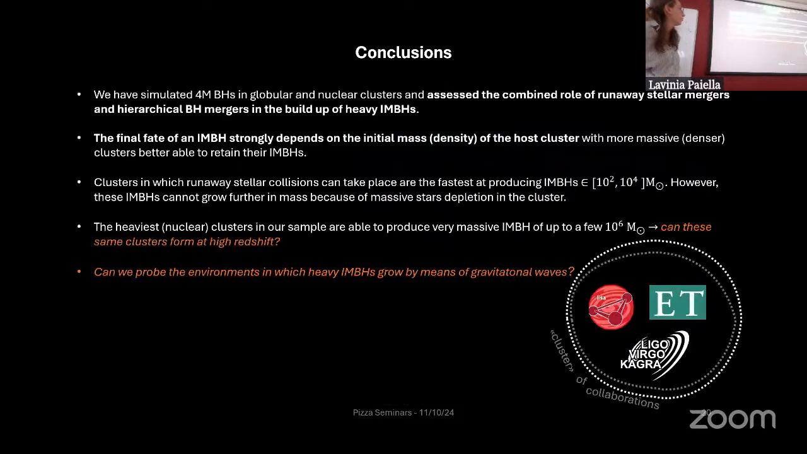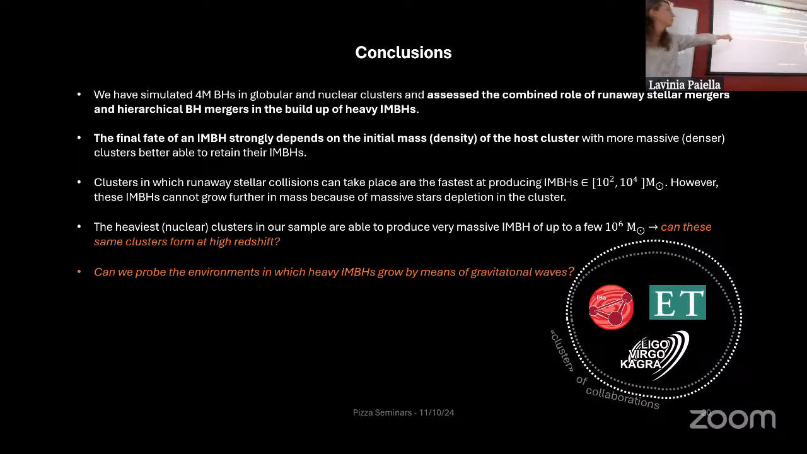Okay, so conclusions. We have simulated 4 million black holes, both in globular and nuclear clusters, and we wanted to assess the combined role of runaway stellar collisions and hierarchical black hole mergers. We saw that the final fate of an IMBH is very much linked to the mass and density of a cluster, and especially we see that more massive clusters are better at retaining their black holes, which is expected, but also that runaway stellar collision seeds are better at being retained because of their heavy birth mass.